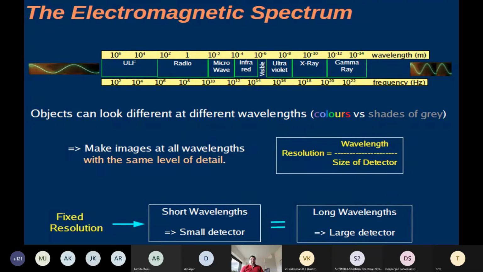So resolution is a very important component of making a detector, and that should be remembered throughout this talk at least. To keep the resolution the same, if you're looking at the sky at shorter wavelengths, you need a very small detector, and for longer wavelengths, you need a very large detector. You can imagine that looking at the sky at 1 millimeter wavelength versus 1 meter wavelength is about a 10 to the power 3 difference in wavelength.